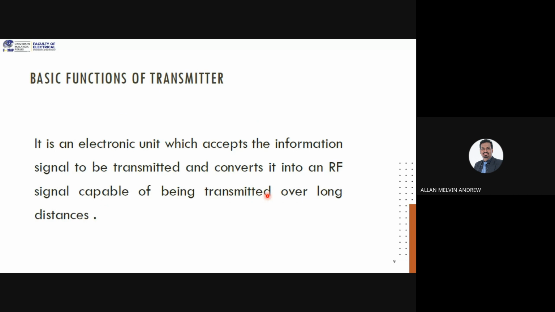Okay, so we're still covering the basic functions of a transmitter. It is an electronic unit which accepts the information signal to be transmitted and converts it into an RF signal capable of being transmitted over a long distance. Okay, this is on the transmitter side. So you don't buy the parts separately and assemble them. It already comes as one unit.